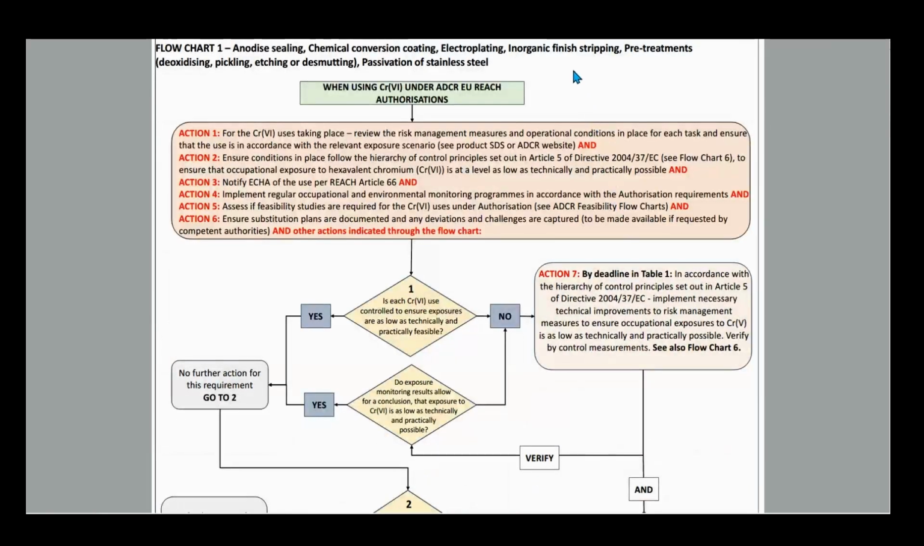Flowchart 1 informs about the necessary action and obligations downstream users have to fulfill when performing anodized sealing, chemical conversion coating, electroplating, inorganic finish stripping, pre-treatments or passivation of stainless steel with chromates granted under the ADCR authorizations. For the granted use of hexavalent chromium, downstream users must ensure that they fulfill the actions 1 to 6, among other actions presented in the flowcharts.